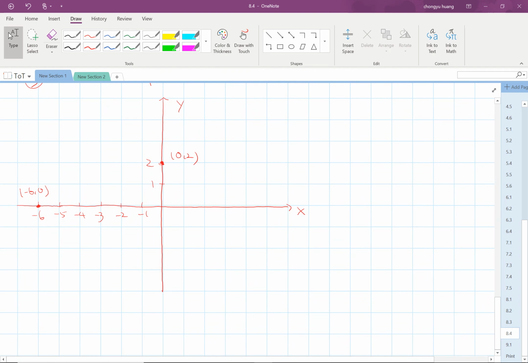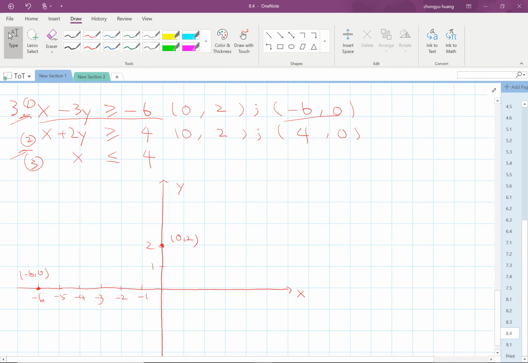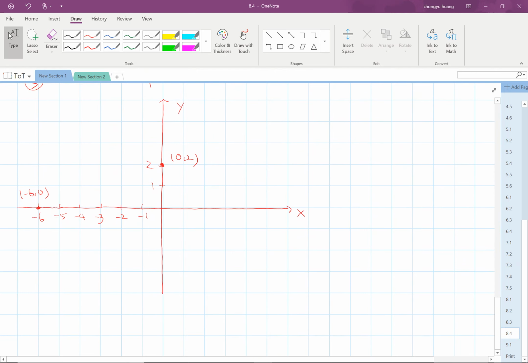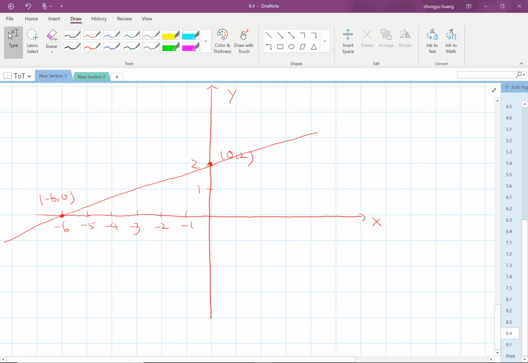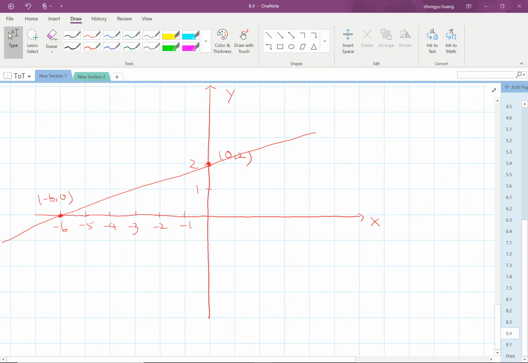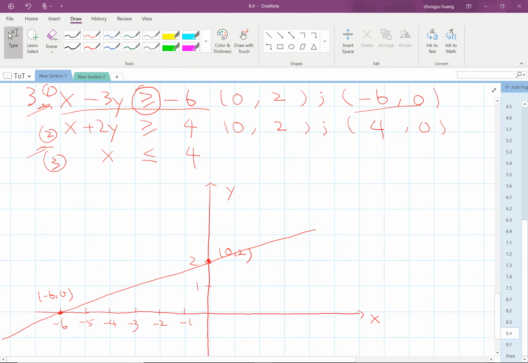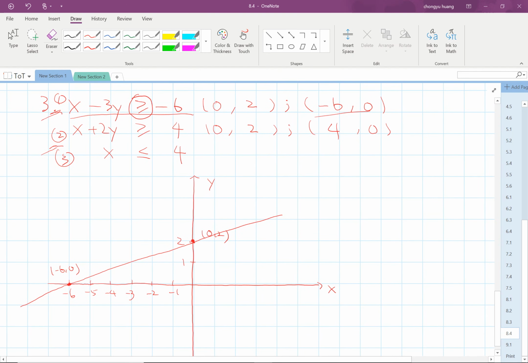Now we are trying to draw the line, and as you can see over here, we have bigger and equal. That means the point of the intersect is included, so we have to draw a solid line. You only draw a dashed line when the point is not included. Now we have finished drawing the first equation.